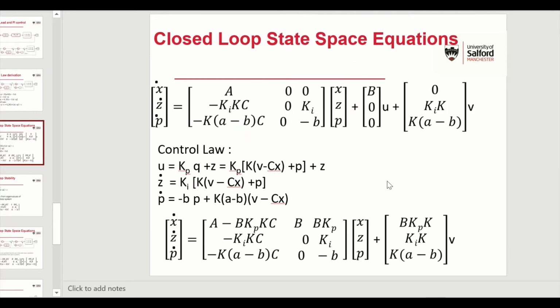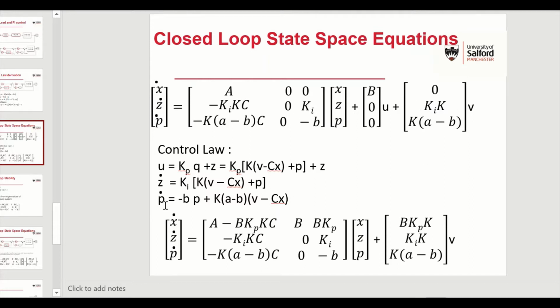Now we can start to formulate the closed loop state space equation. So we've got the states X, the integrated state, and the phase lead state. So X dot is equal to AX plus BU and nothing else. That's our first line. Z dot is given by this expression here. So it's going to be Ki K times (V minus Cx), that's minus Ki K C times X plus Ki K times V, plus Ki times P. That's going to be the Ki times P there. So that's our second line in our state space.